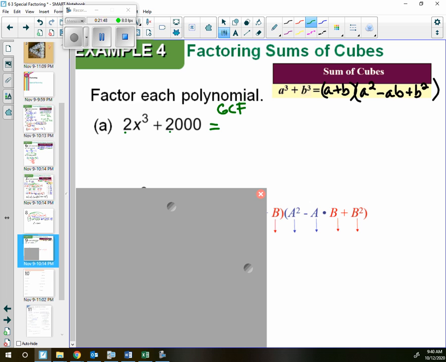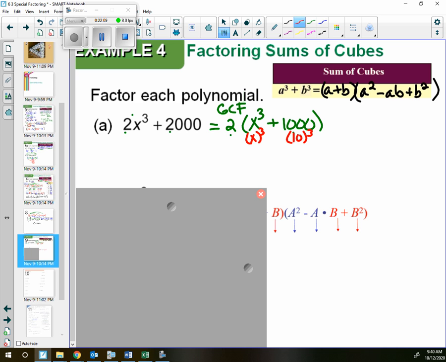Well, each of them are even. So how about pull out a 2? That would leave me with x cubed plus 1,000, right? 2 times x cubed would be 2x cubed. 2 times 1,000 would be 2,000. Now are they both perfect cubes? Absolutely. So this is an x being cubed, and this is the 10 being cubed. We already did that in one of those last examples.